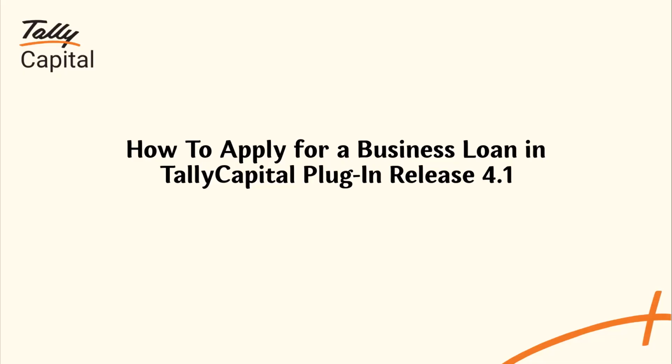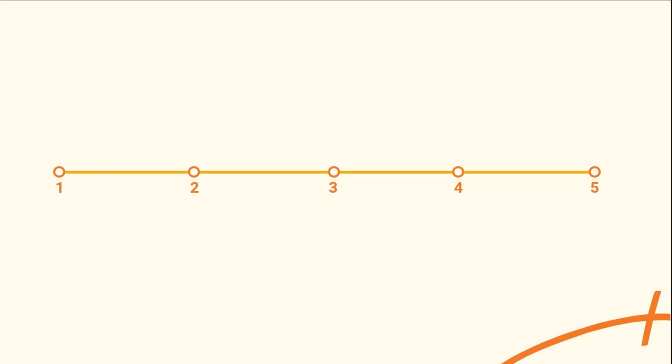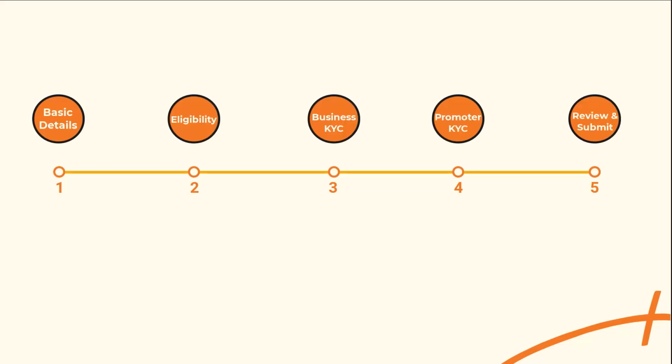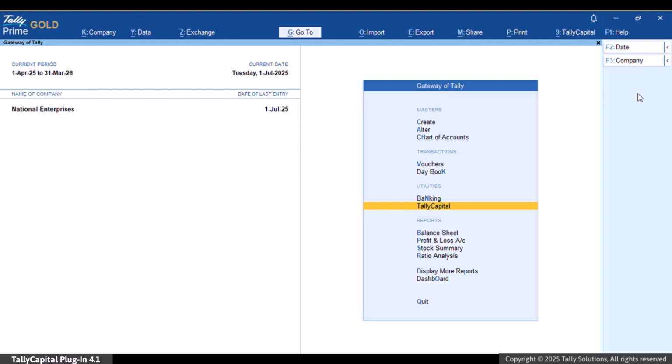In this video, you will learn how to apply for a business loan in Tally Capital Plugin Release 4.1. The entire loan application process is divided into 5 simple steps: basic details, eligibility, business KYC, promoter KYC, review, and submit. Let's begin.